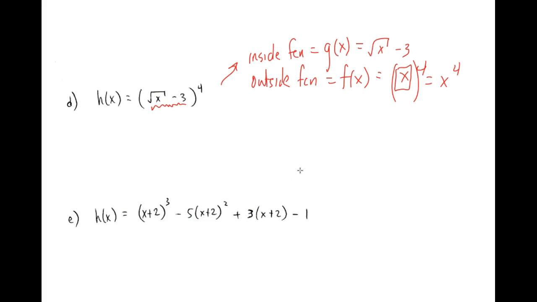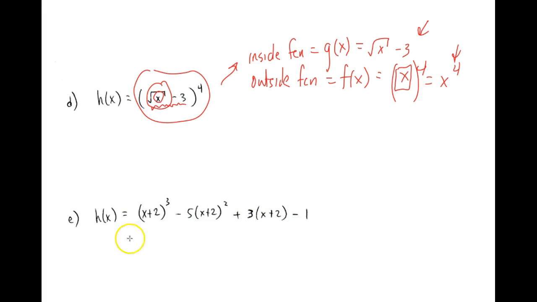Now, another possible way that we could look at this, although it wouldn't be a composition of 2 functions, is as a composition of 3 functions, where the innermost function is just x, then the next outer function would be square root of x, and then the next one after that would be all this x to the 4th. But since we just want to put it in terms of the composition of 2 functions, square root of x minus 3 is the inside, and x to the 4 is our outside.